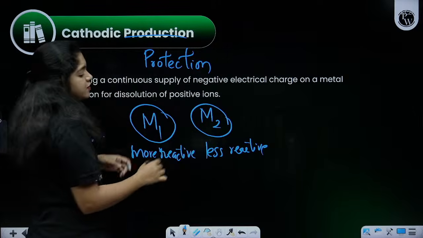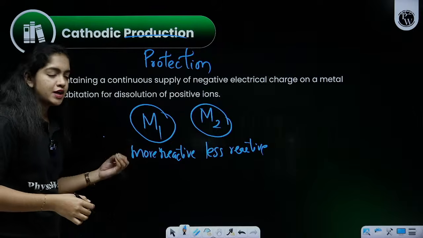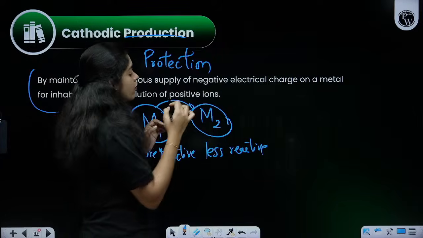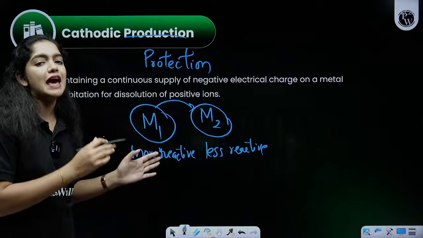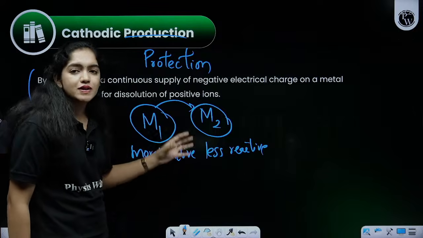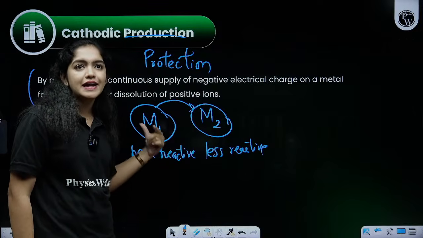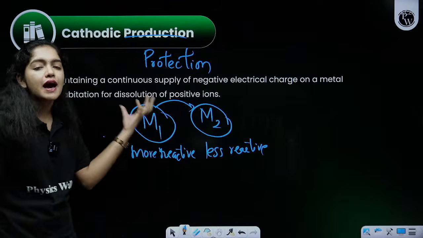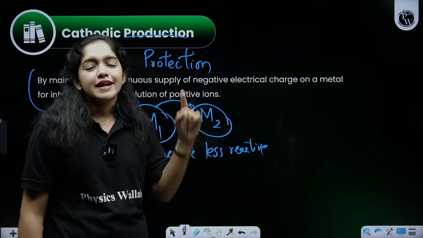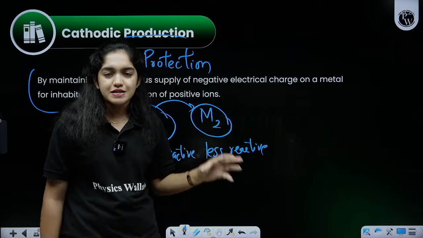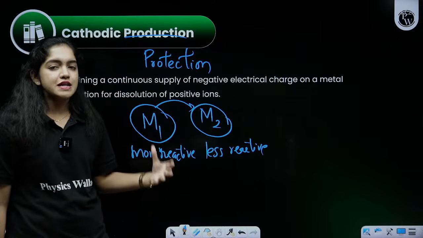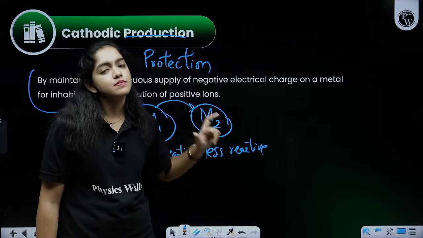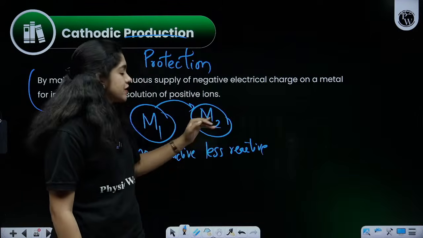So, if we want to save the less reactive metal, what can we do? We can coat metal 1 over metal 2, like the same process, galvanization. When we coat metal 2 with metal 1, which is highly reactive, what will happen? The highly reactive metal will react with the surrounding medium like oxygen, air, water, moisture. So it will undergo the corrosion process, and we can protect M2.